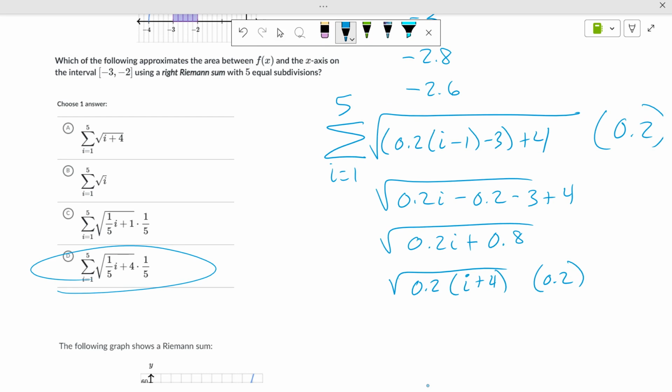Negative 0.2 minus 3 is negative 3.2, plus 4 is 0.8. We're at negative 0.2 minus 3 is negative 3.2. Negative 3.2 plus, oh, that's on the inside of my square root, which is 0.8.